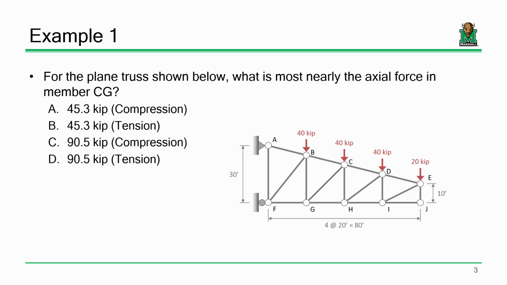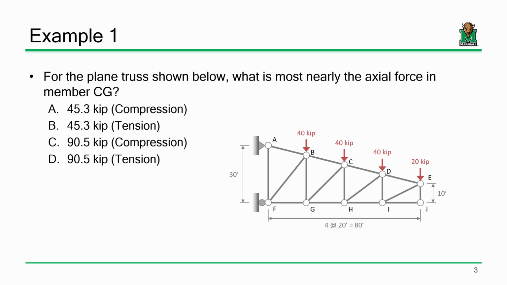And I want to make a few observations, just behavioral observations, before we even start doing this problem. Okay? So this is our first example, and it's a truss analysis. Okay? So the problem states that for the plane truss that we have shown here, what is most nearly the axial force in member CG? So we're ultimately looking at this diagonal member inside the truss here. And this is one of those problems where it's kind of tough to look at the choices and see what the answer is, okay? Or what it isn't. Maybe that's a better way of putting it.